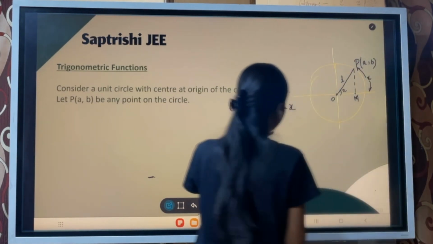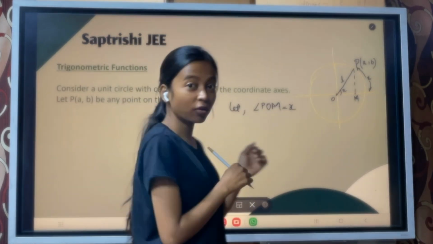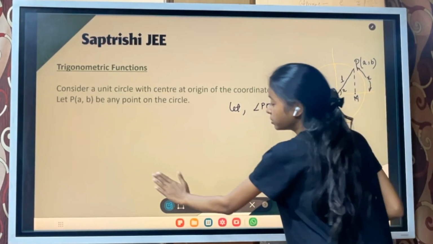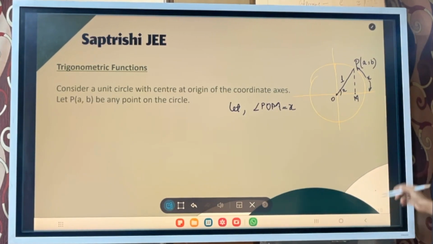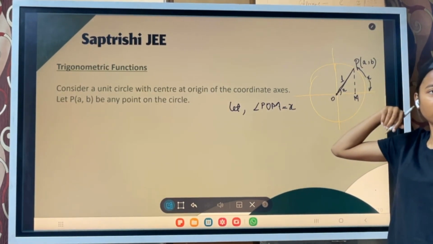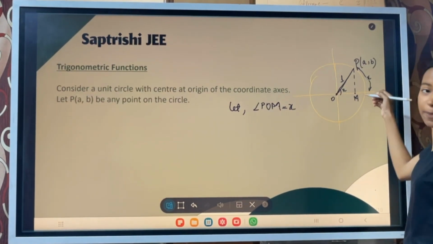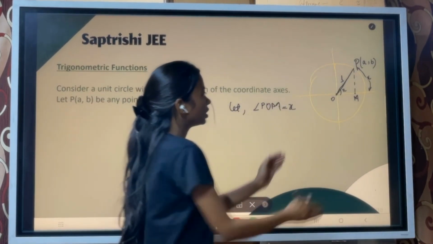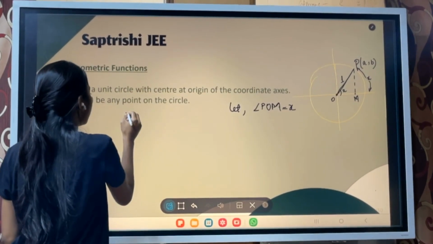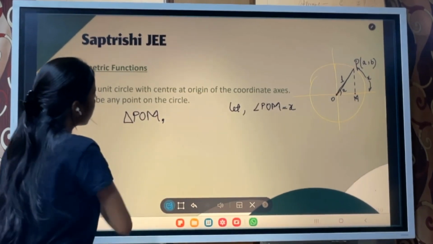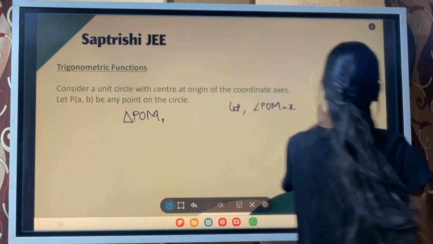Note this down, it is important. Further, what we took is a unit circle with center at the origin with radius equal to 1, and we took a point A, B, and we drew a perpendicular M. So now our concentration is in this triangle POM.